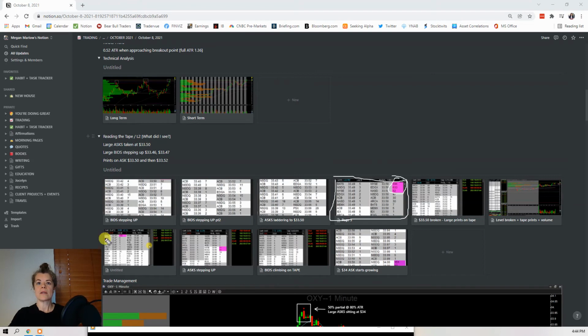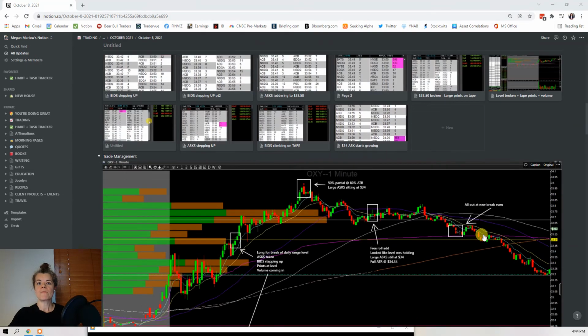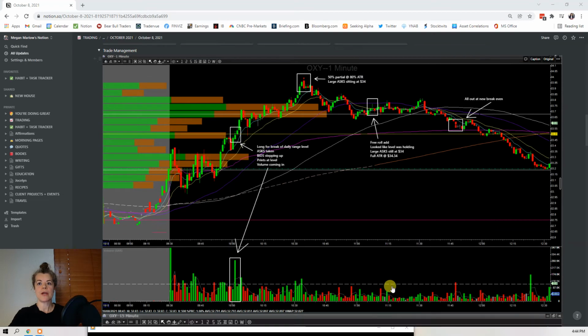And yeah, so you can slow down the tape and you can really see what was happening on the L2 and the tape, which I think is really, really beneficial. So screen recording is really, really good for that. And then we get into the trade management. So here's my trade that I took.